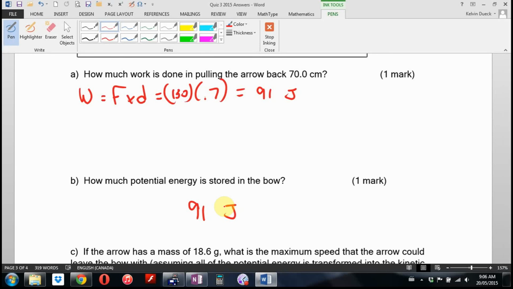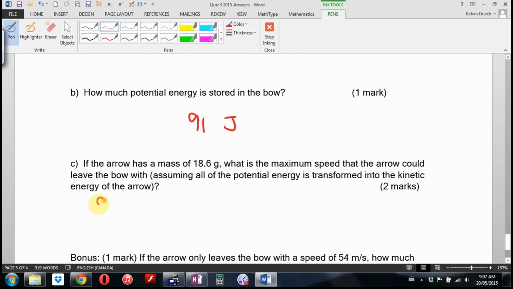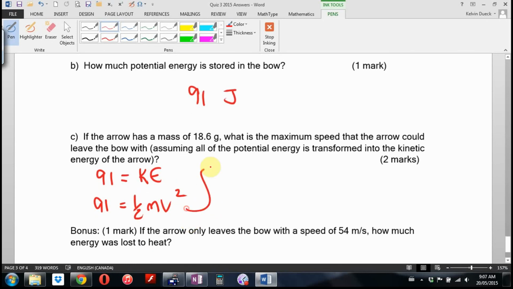What's all that stored energy going to turn into? All of that stored energy is going to turn into kinetic. All of that stored energy is going to turn into a half mv squared. They want me to get the speed. You know what? The speed is going to be the square root of 2 times 91 divided by the mass. Is that right? Yeah.